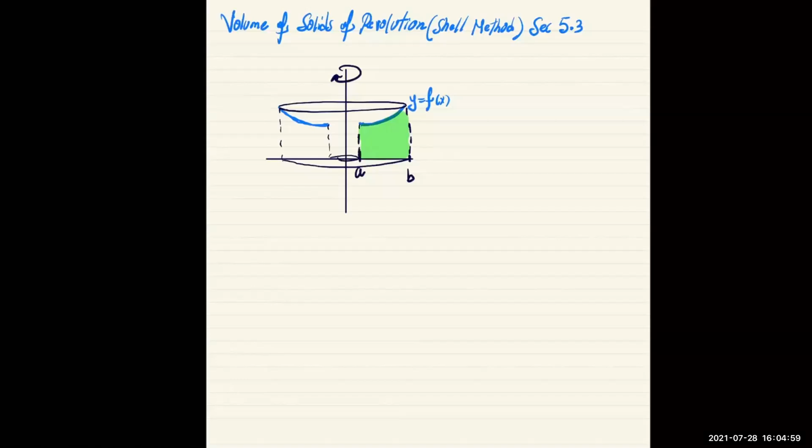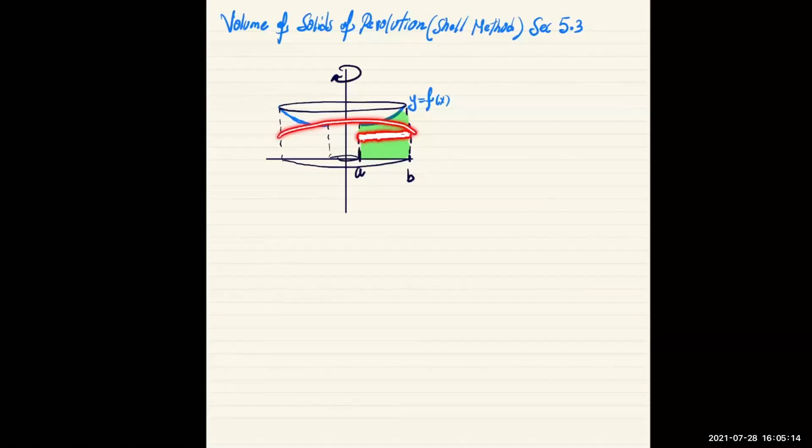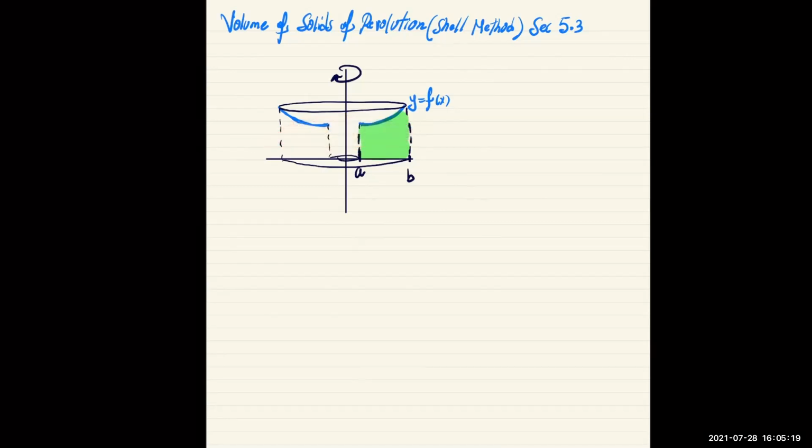If I were to take a horizontal strip, as it goes around, it creates that washer. I don't like the washer method, let's just say. Because of that thickness being dy, it requires integration with respect to y. I don't want to do that because I have f of x here. I want integration with respect to x, because f of x.